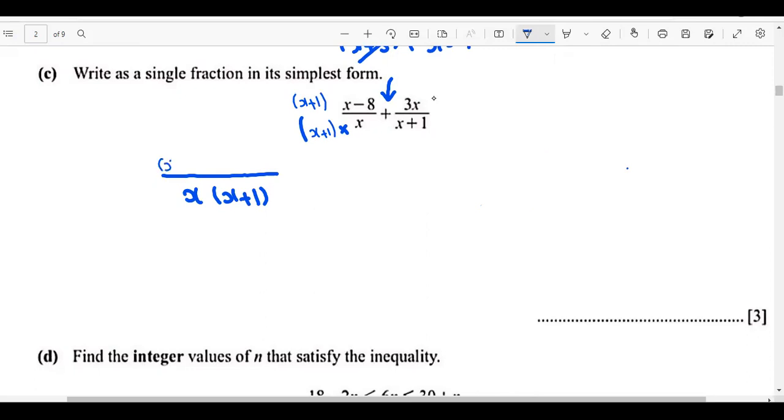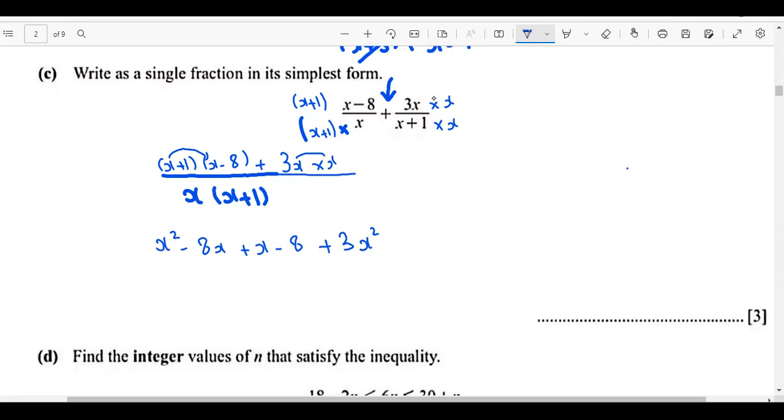So this would become (x + 1)(x - 8) + 3x, and I need to multiply x into x. Let's simplify this. x into x would give me x squared minus 8x plus x minus 8, plus 3x into x would give me 3x squared, divided by x into x, which is x squared plus x. Let's just simplify the numerator now.